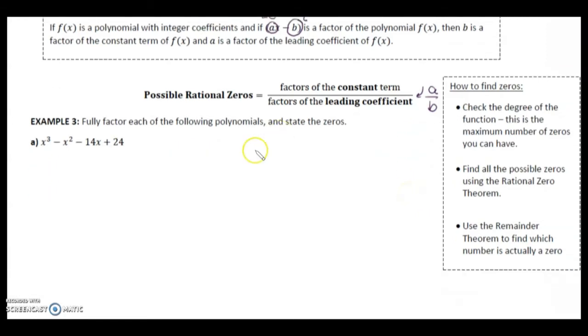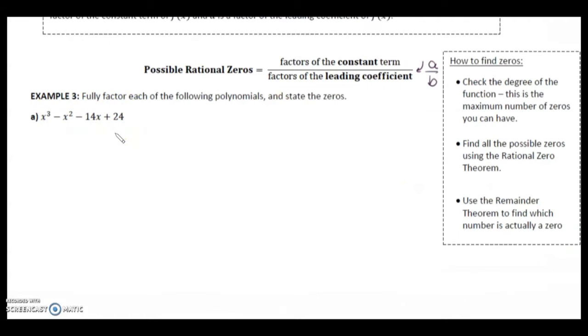Okay, so example 3: fully factor each of the following polynomials and state the zeros. The leading coefficient here is 1. Possible factors are just plus minus 1, that's it. So pretty much when the leading coefficient is 1, we just ignore it. The constant term is 24. Now, the factors of 24 are plus minus 1, 2, 3, 4, 6, 8, 12, 24: 4 times 6, 3 times 8, 2 times 12, and 1 times 24.